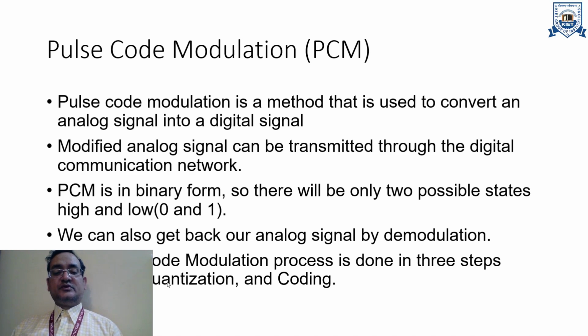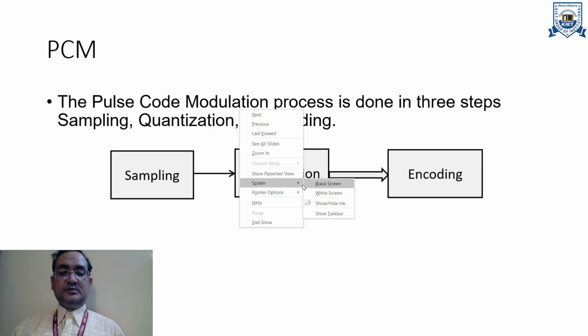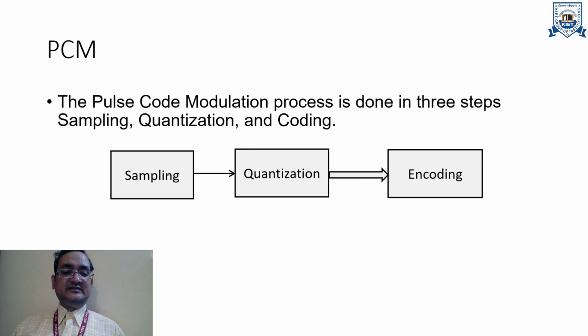The pulse code modulation process is done in 3 steps. Number 1 is sampling, then quantization and encoding. You can clearly see that sampling is the first process, after that quantization and then encoding. So this is very important.